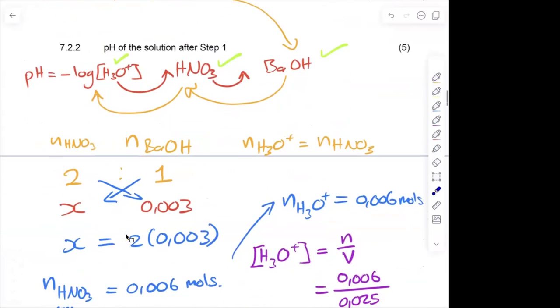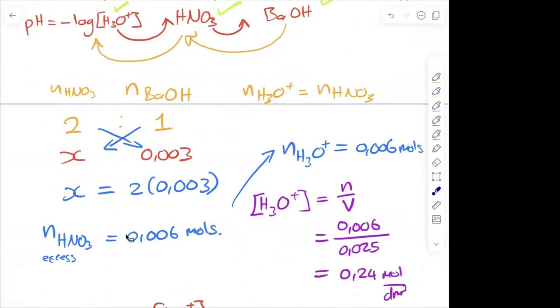So if I can figure out how much HNO3 reacted with the barium, that is going to give me what I started off with at the beginning of step 2, which is at the end of step 1. Once I've got that, I can work out the number of moles. The number of moles of HNO3 is going to be equal to the number of moles of my H3O plus, right? How do I know that? Because HNO3 is a monoprotic acid.